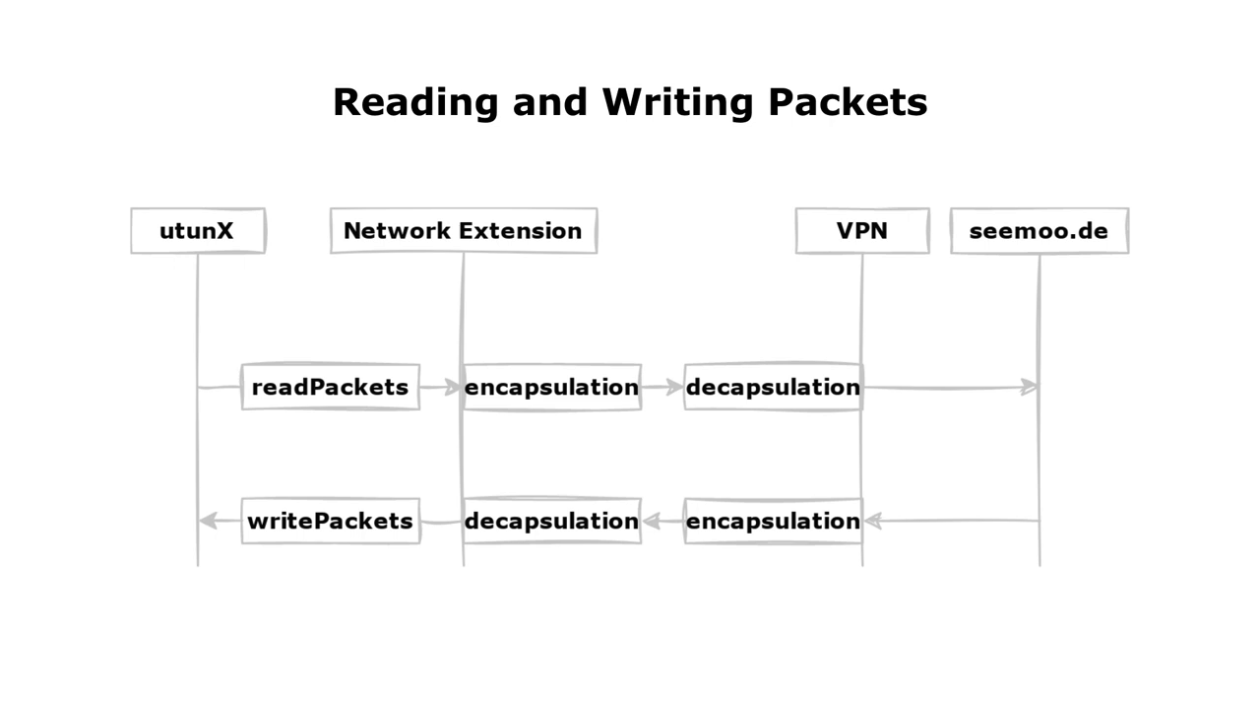After the tunnel is established, a new interface is available. This is used for bidirectional communication with the VPN server. Outgoing packets are encapsulated by the AC extension and sent to the VPN server. The server decapsulates the packets and sends them to the appropriate destination.